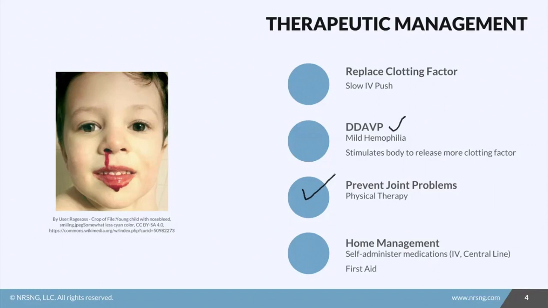So the best way for hemophilia to be managed is at home. So parents are going to be educated on how to either start IVs or access central lines so that they can give the factor when their child needs it. And this basically just makes sure that kids get the treatment as quickly as they possibly can and that it's having minimal impact on their daily lives.